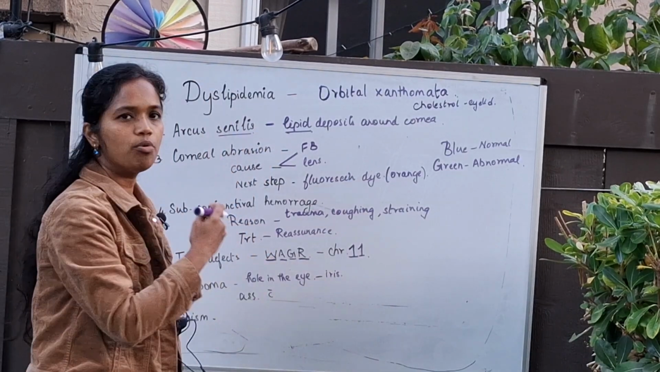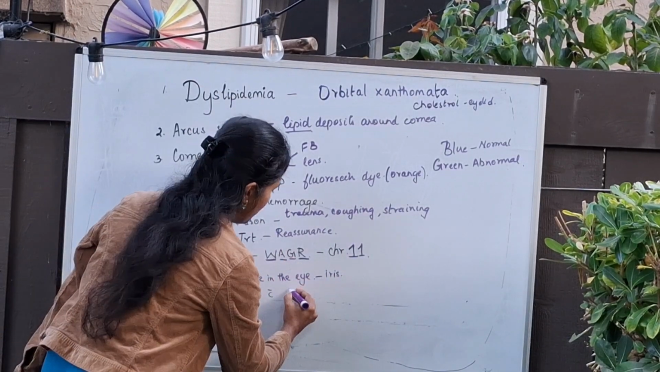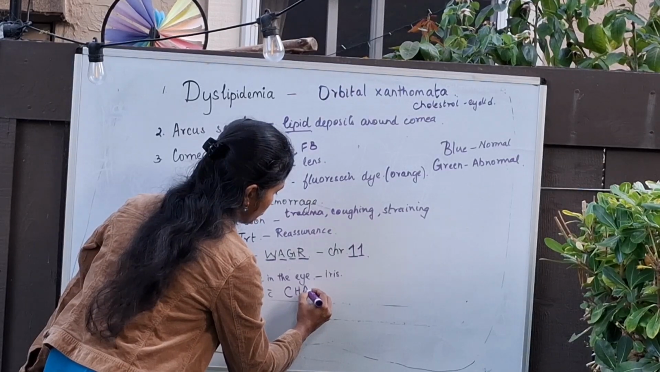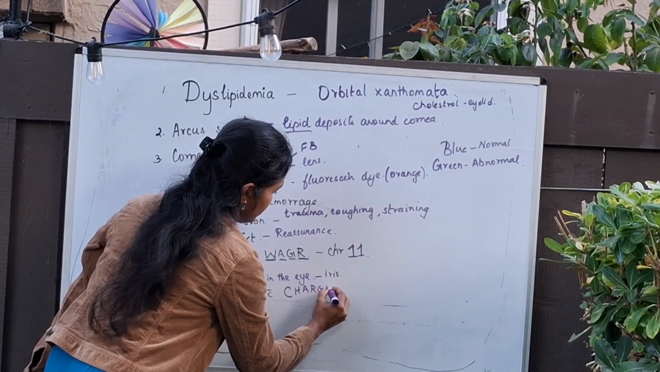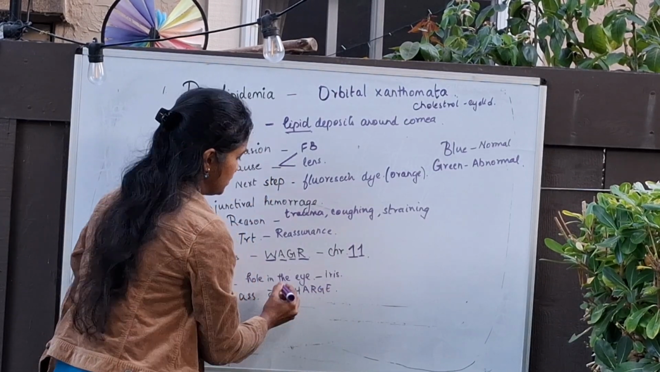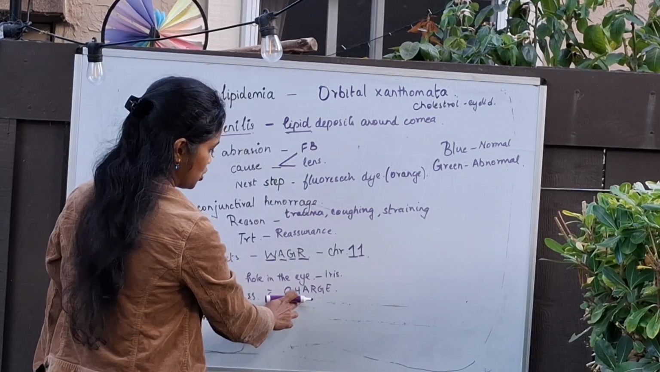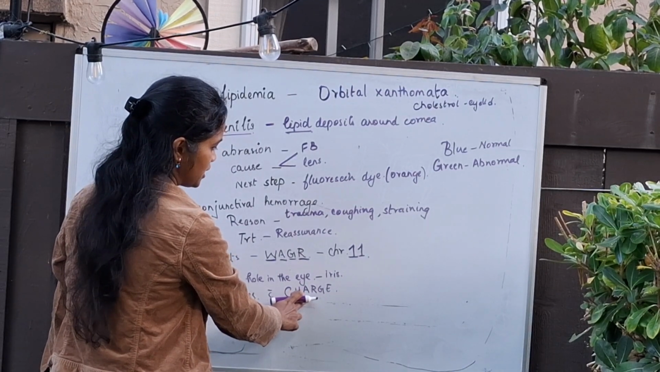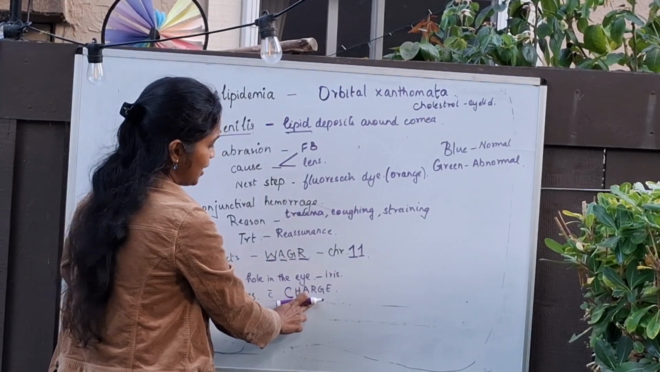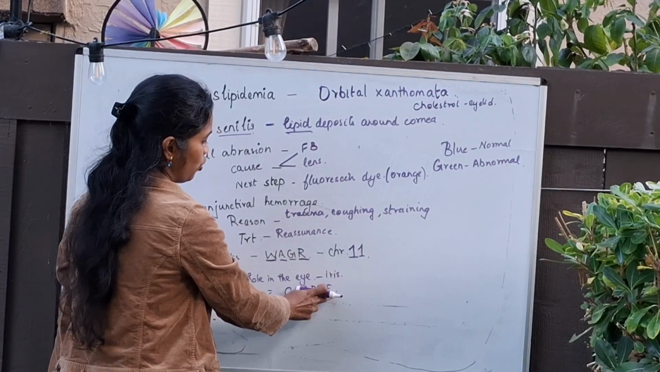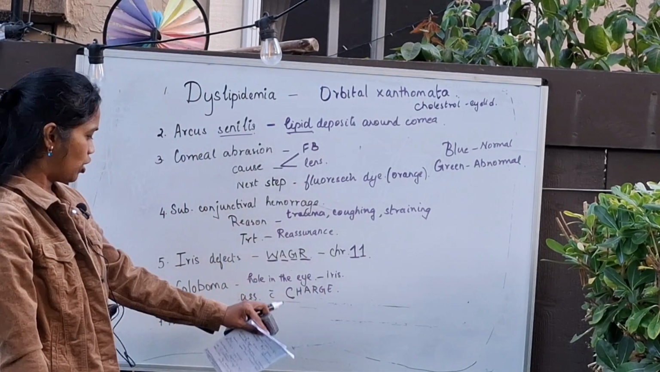Now what is coloboma associated with? Coloboma is associated with CHARGE syndrome. C stands for coloboma, H stands for heart defects, A stands for atresia of the choana, R stands for retardation, G for genitourinary abnormalities, and E for ear or eye anomalies.